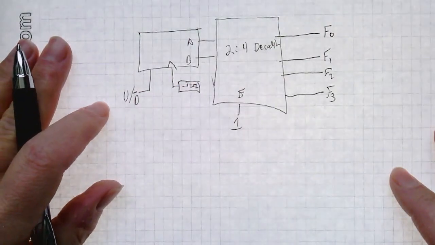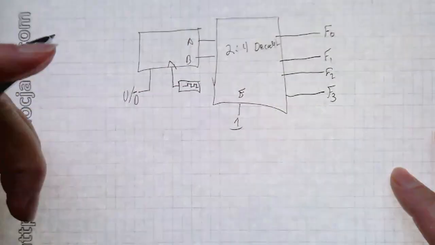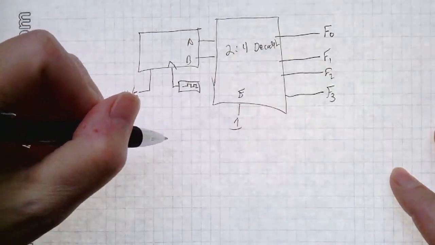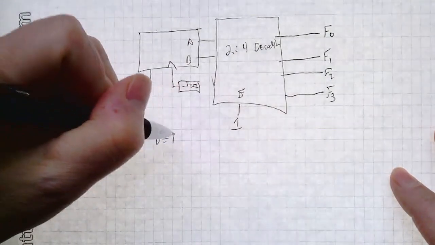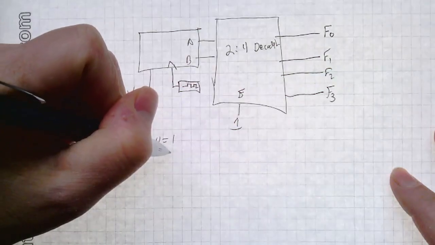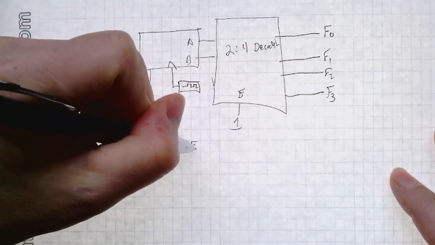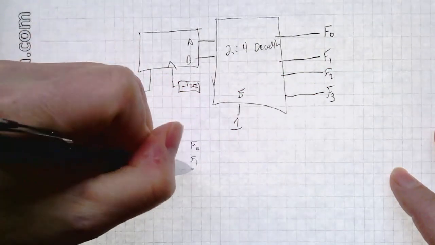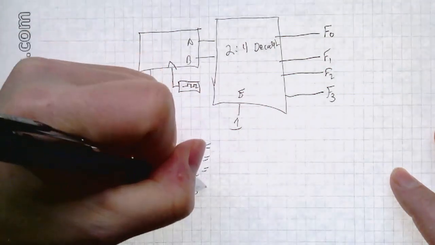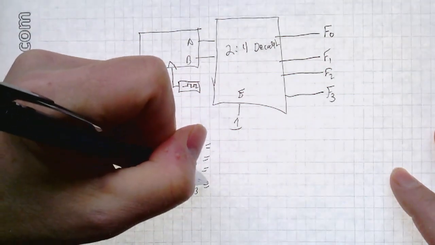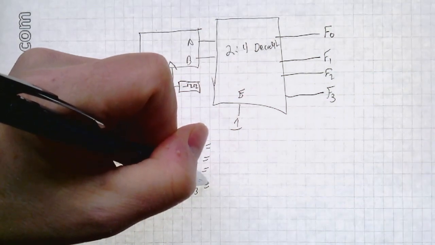And now we can define the functions any way we like. For example, if u is equal to 1, and we start to count up, then we count through function 0, function 1, function 2, and function 3, and we can define these functions to activate various things. Let's see, what would be a good example.